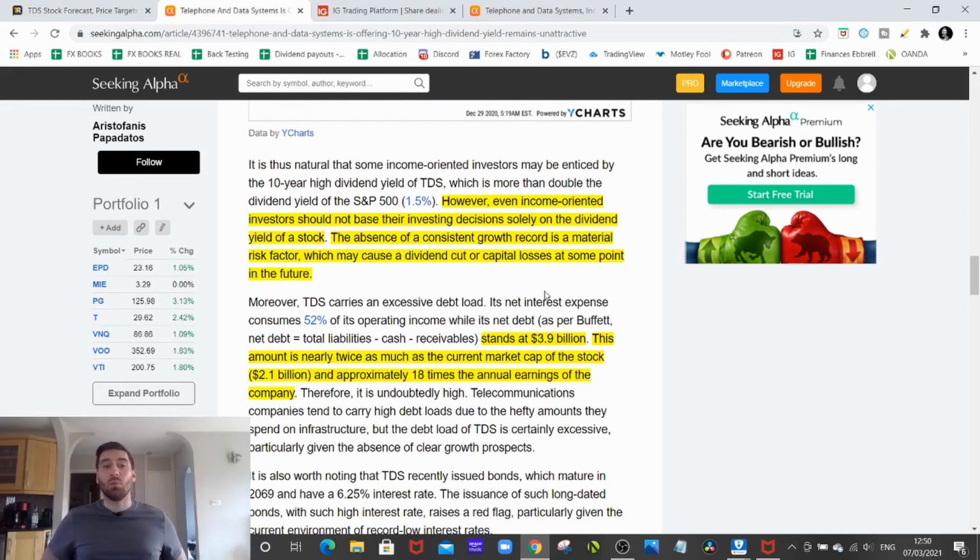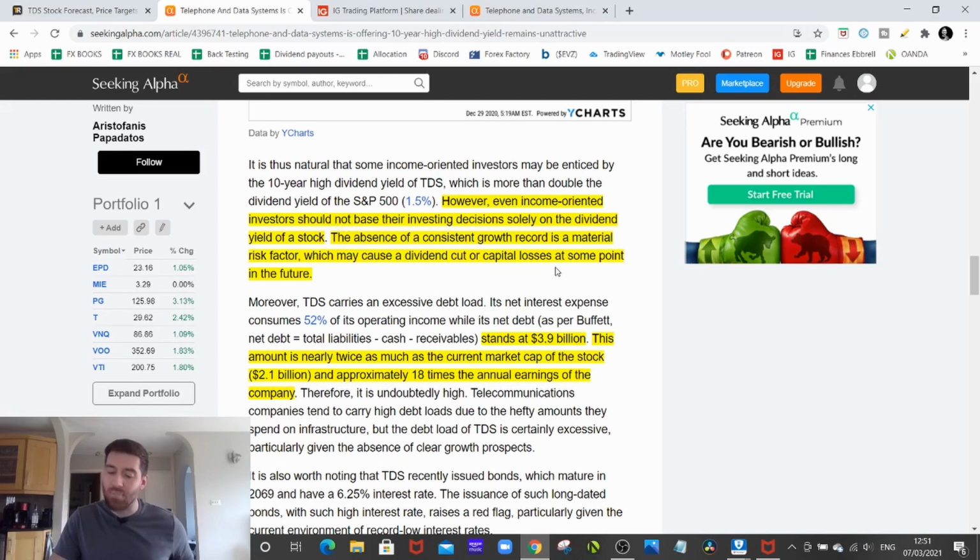It goes on down here. However, even income-oriented investors should not base their investing decisions solely on the dividend yield of a stock. That's very important. And we all kind of know that anyway. Hopefully you know that. The absence of a consistent growth record is a material risk factor, which may cause a dividend cut or capital losses at some point in the future. I want to just make a note of this bit here. So listen up. The absence of a consistent growth record is a material risk factor, which may cause a dividend cut or capital losses.